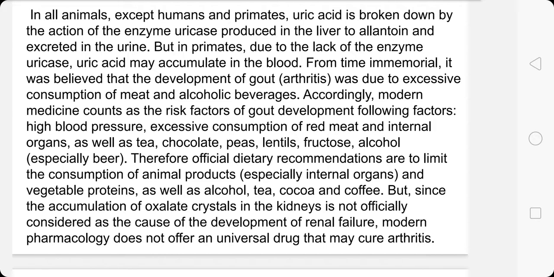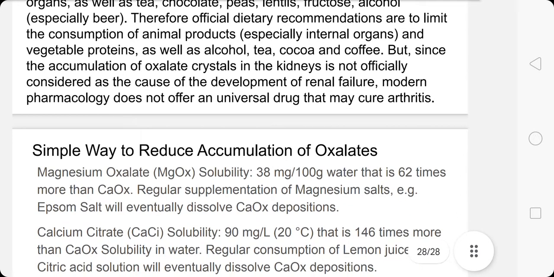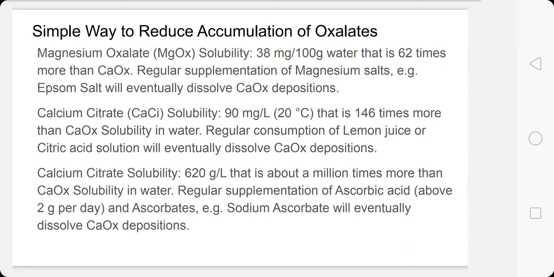Okay, alcohol certainly is better to limit, and green tea, yes, not good, but cocoa or coffee, okay, it's possible to drink if you understand what else you can do. It's easy to alleviate the problem, to resolve the problem. Since the accumulation of oxalate crystals in the kidney is not officially considered as a cause of the development of renal failure, kidney failure, modern pharmacology does not offer any universal drug that may cure arthritis. But I propose a very simple and very easy way to reduce accumulation of oxalates everywhere in the tissue, because you have to remove them.